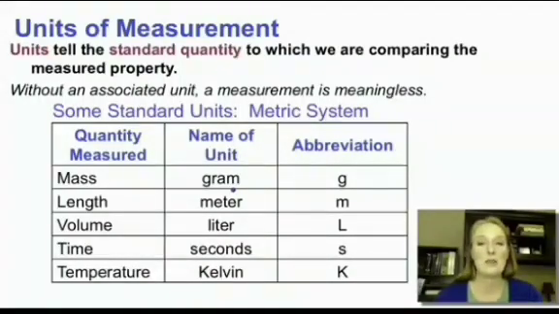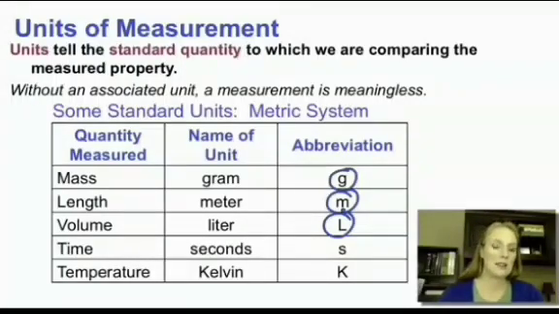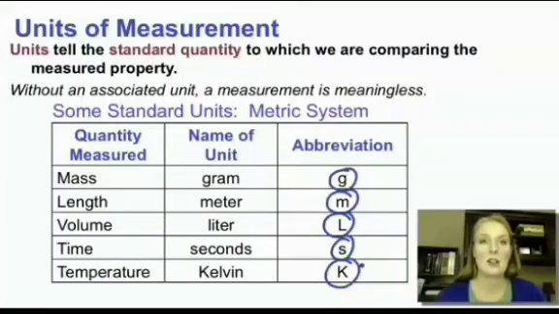And the standard units of measurement in the metric system are the gram for mass, abbreviated as lowercase g, the meter for length, abbreviated as lowercase m, the liter for volume, abbreviated as capital L. I don't know why they decided to use capital for that, but they did. In time, we use seconds, abbreviated as just a lowercase s. And for temperature, we can use either Celsius, which is degrees C, or Kelvin, which is just capital K. So those are the standard units.